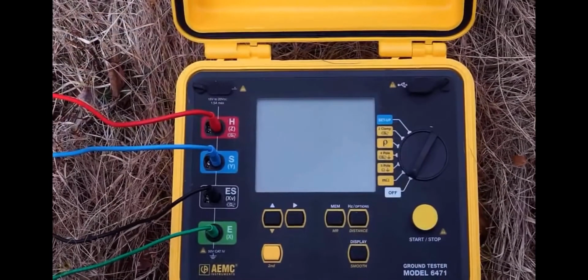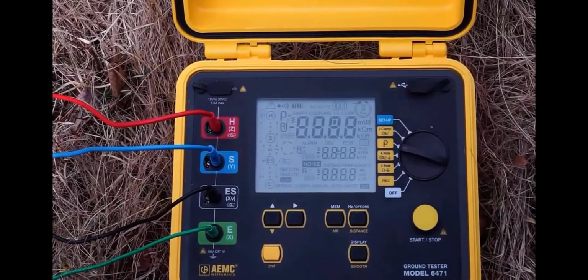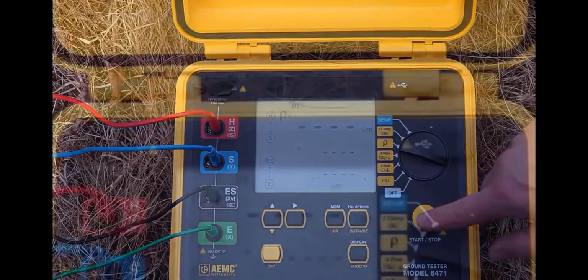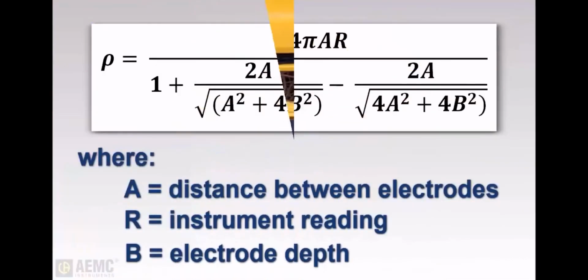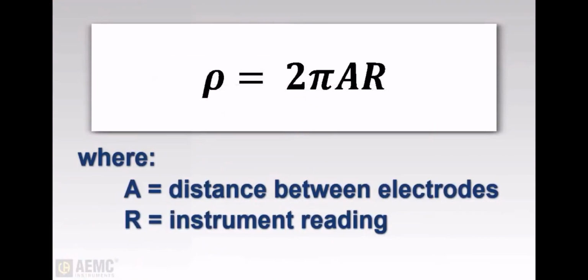If your instrument doesn't offer automatic soil resistivity calculation, simply take a resistance reading. For example, if you don't enter the electrode distance, the ρ setting on the Model 6471 displays soil resistance, which as you can see is 15.1 ohms. We can now use this value to manually calculate the resistivity of the soil. The complete formula for soil resistivity is shown on the screen. However, a more simplified formula can be used when the auxiliary electrodes are driven to a depth of approximately 1/20th of the electrode spacing distance, as we've done in our demonstration.